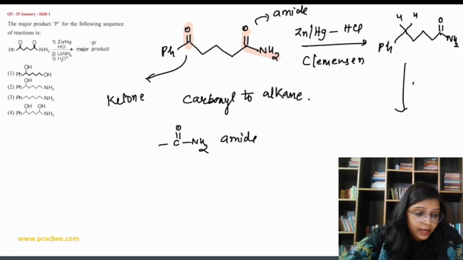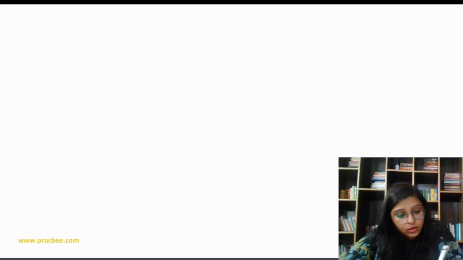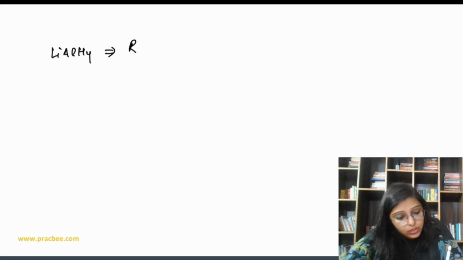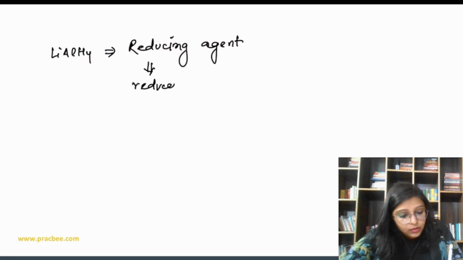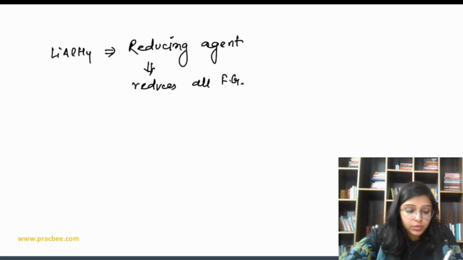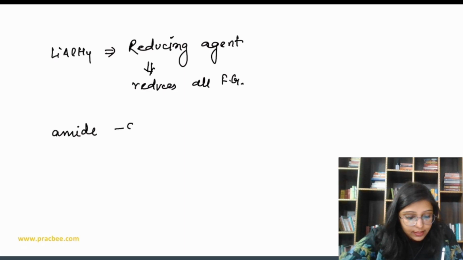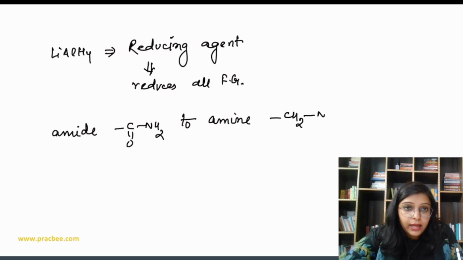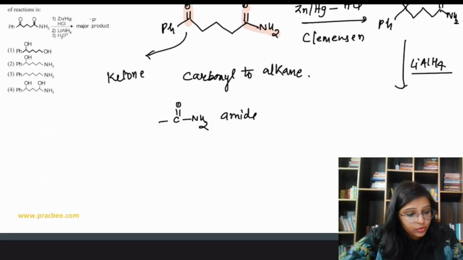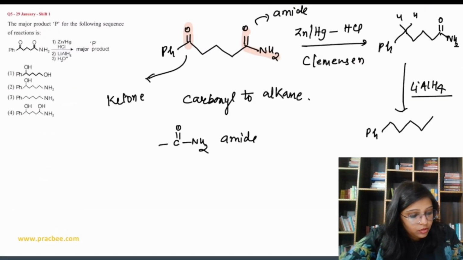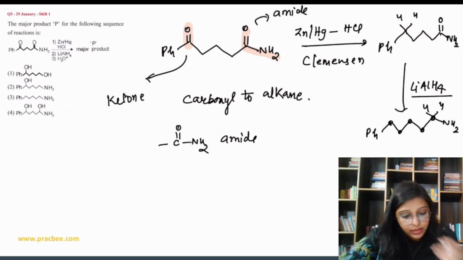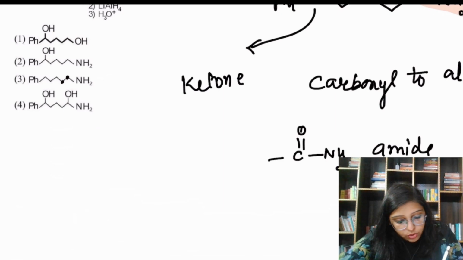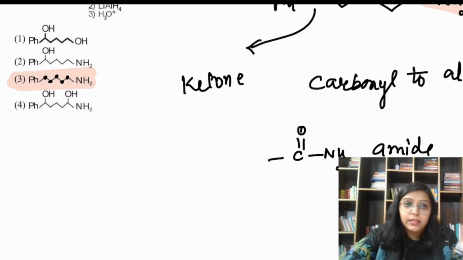Okay? Now we have LiAlH4. So LiAlH4 is what? LiAlH4 is a reducing agent. It reduces almost all functional groups. So it reduces amide, this C double bond O NH2, to amines, CH2 NH2. Right? So we get Ph, CH2, CH2, CH2, CH2 NH2. So here we have 1 carbon, 2, 3, 4, 5 and then phenyl. So if you see 1, 2, 3, 4, 5, so option 3 is the correct answer. Clear, easy question.